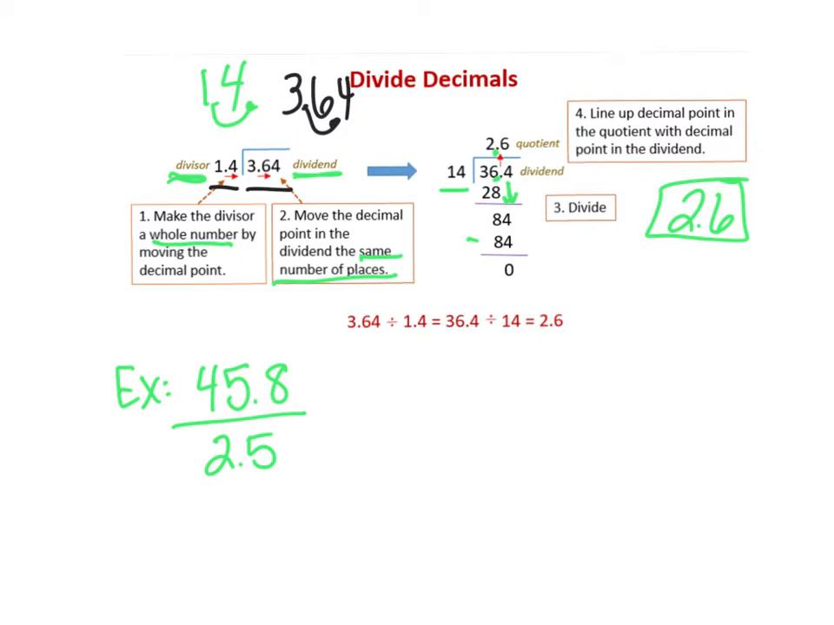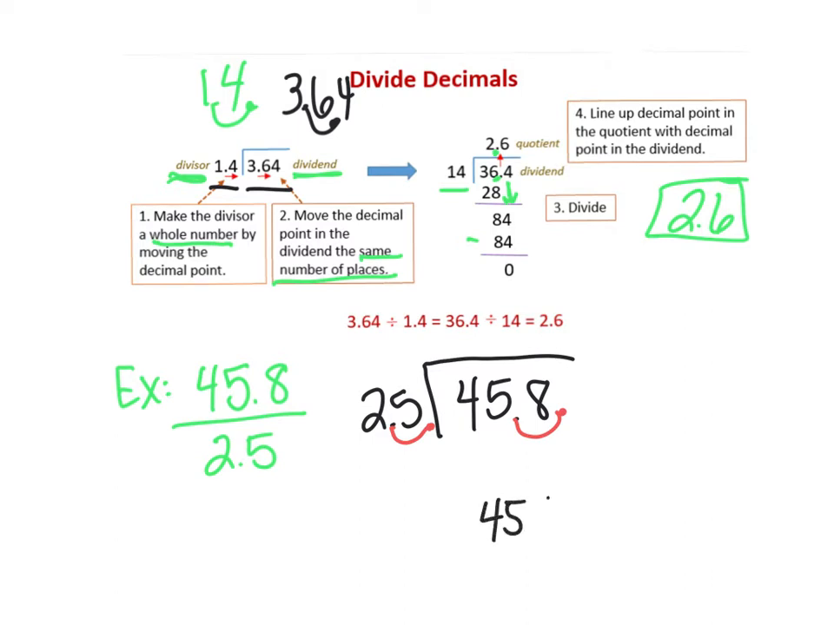I will do an example on the bottom here, again, to give you another idea. So 45.8, again, the top number is going to be your dividend that goes inside, divided by 2.5. I need to move this one place value to make it a whole number, so I need to move this one place value. So now my new problem is 458 divided by 25. Okay, so now this is just a straight long division problem like you've done before in the past.